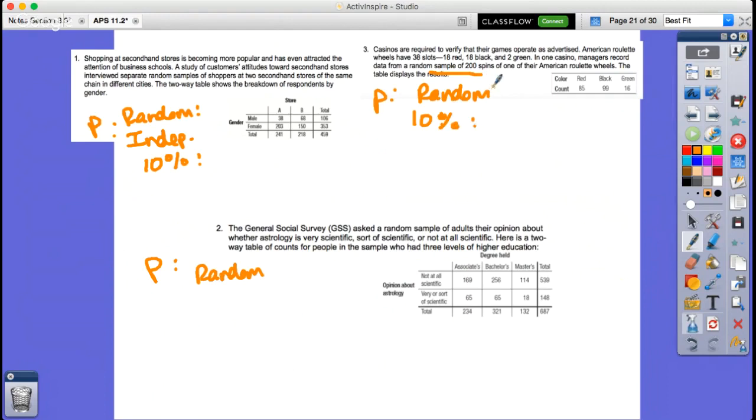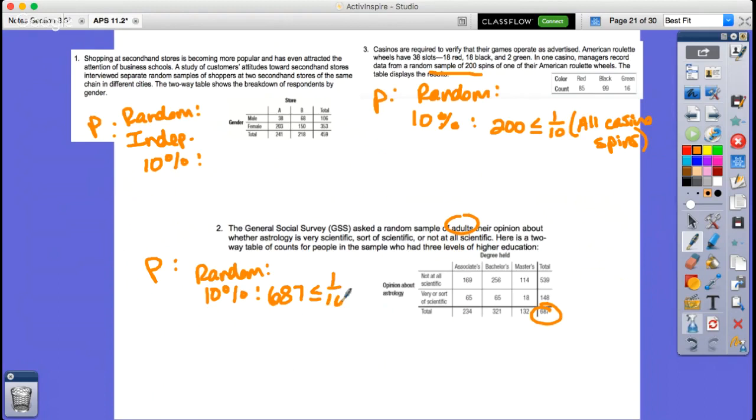10%. I do want to hit on this because this is important. Remember that if I have one population, like these two are one population, you only have to show this once. So if I had 200 spins, I would say 200 is less than or equal to 1/10 of all casino spins because there's only one population. Down below, even though it's a two-way table, this has a simple random sample of adults right here that were selected. Well, let me make sure. Boom, boom, boom. Yeah, in total, there were 687 people, right? So for the 10% condition, even though there's a two-way table, you would say 687 is less than or equal to 1/10 of all adults, right? Because that's the context of what we're looking at.